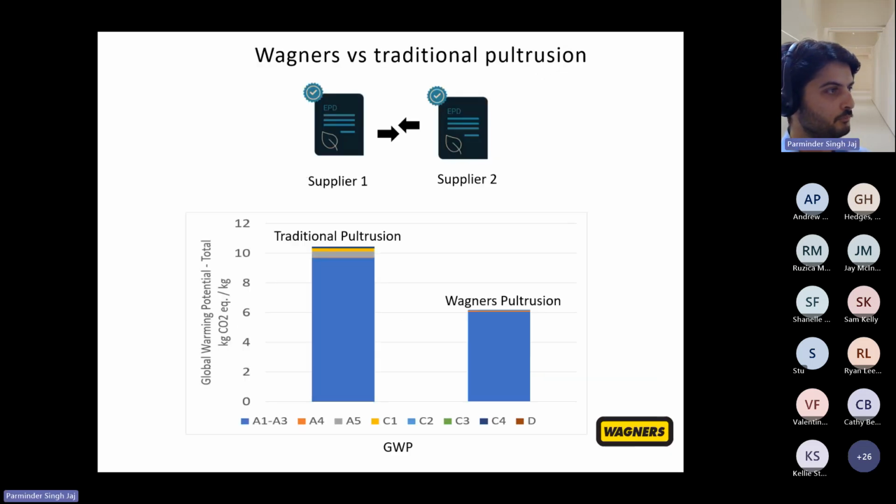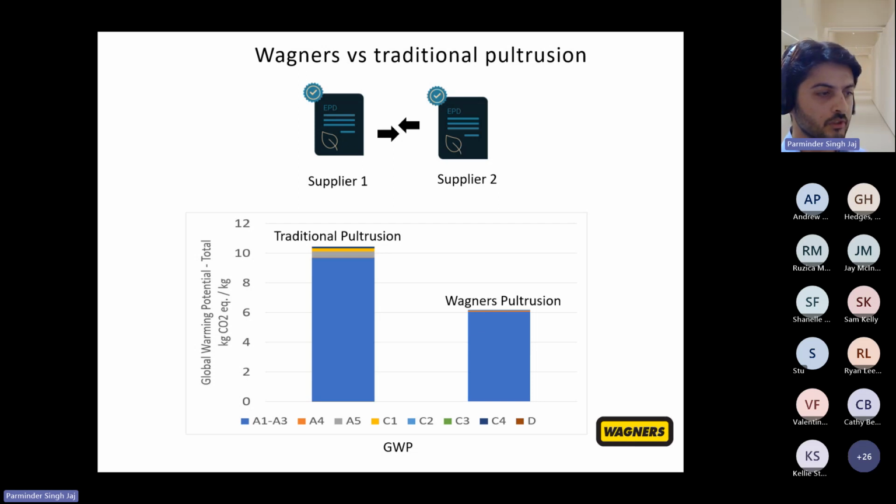At the end, as you remember, we talked about comparing different EPDs. It also offers the opportunity to compare between different suppliers for the same product. Here, if we look at Wagners pultrusion, it is around 60% of the traditional pultrusion. The emissions associated with pultrusion itself is 60%.